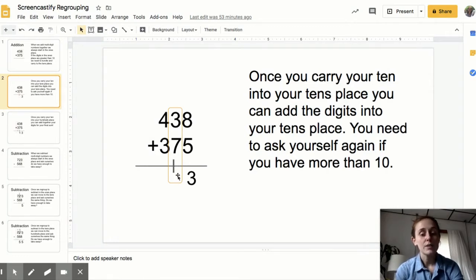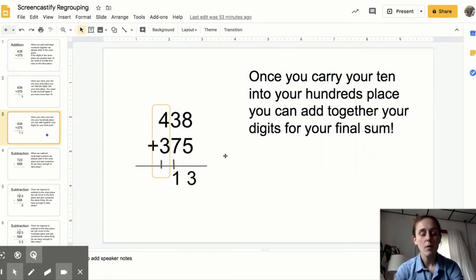I know that 11 is also a two-digit number. I can't record that all in the tens place, so I'm going to put down my 1 and I'm going to bring over my bundle of 10 tens over to the hundreds place. Now I'm going to move all the way over and take a look at my final column for this problem, my hundreds place. So I have 4 plus 3 plus that bundle I just brought over.